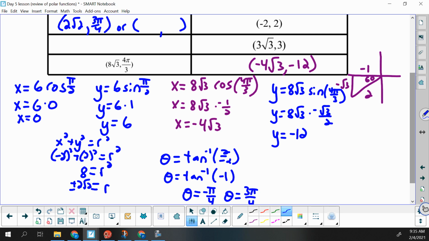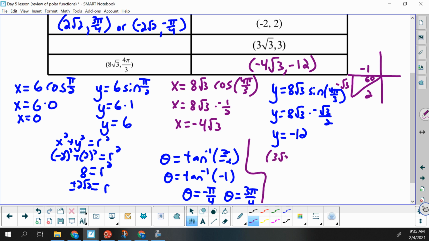If we use the negative pi over 4, that's in the fourth quadrant, we would then want the negative radius to send it through to the second quadrant, so that would mean our radius would be negative 2 radical 2. So we've got two options for that one. So let's see if we can do a similar idea for the other one.